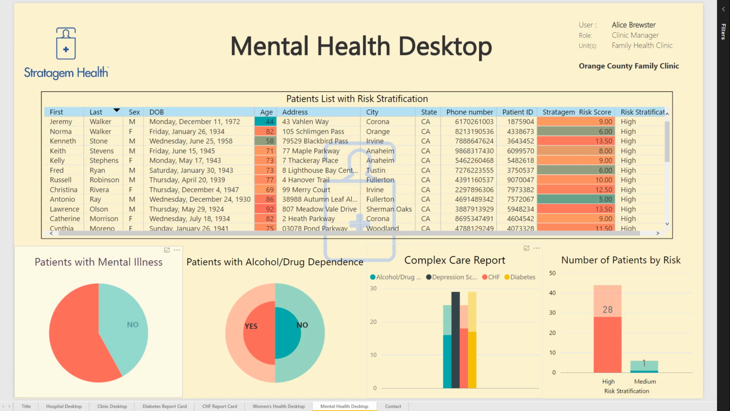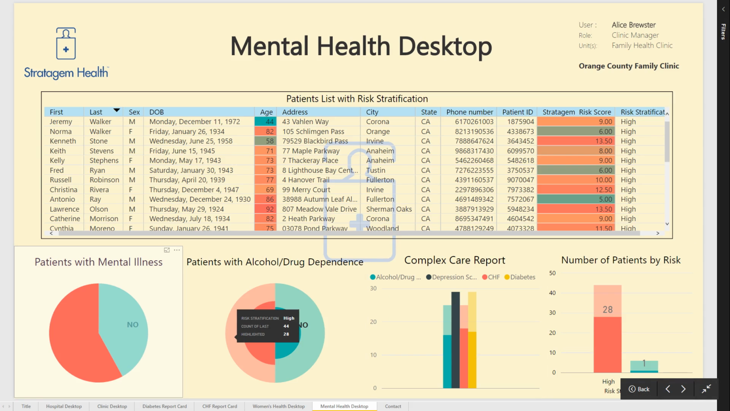If you were a patient who had congestive heart failure, had depression, and on top of that had an issue with alcohol or drug dependence, that in itself puts you at very high risk for hospitalization and bad outcomes, and also increases your mortality risk. And the Stratagem risk score factors in not only their medical problems, it also hones in on their social problems, it hones in on their mental health and alcohol and drug abuse problems, and also factors in their age when it assigns a risk score.